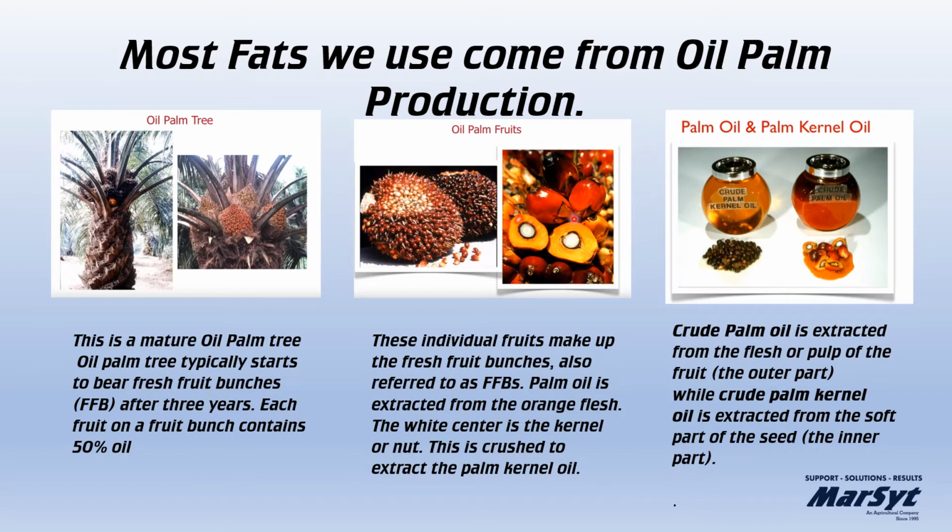This would be an example of a fresh palm fruit. The yellow, mealy outside is where most of the products we use come from. The golden white center would be the palm kernel. Now, the palm kernel oil is the most valuable oil, and it's used mainly for human food and cosmetics. Crude palm oil here is what comes from the fruits on the outside.